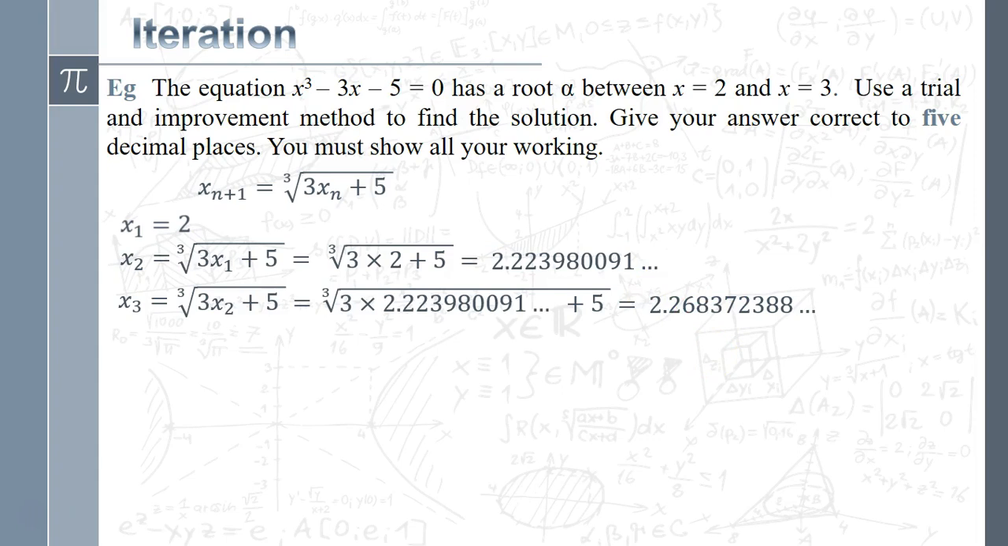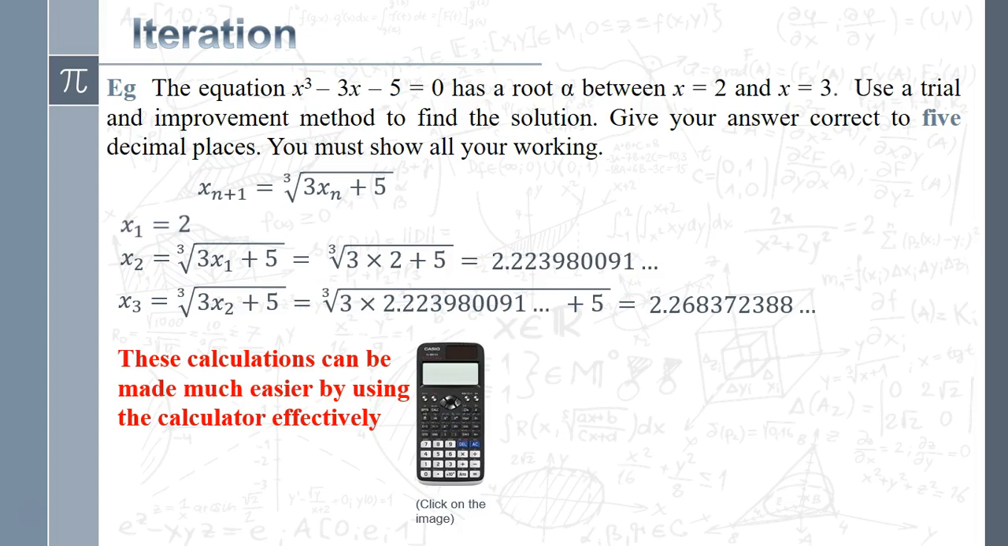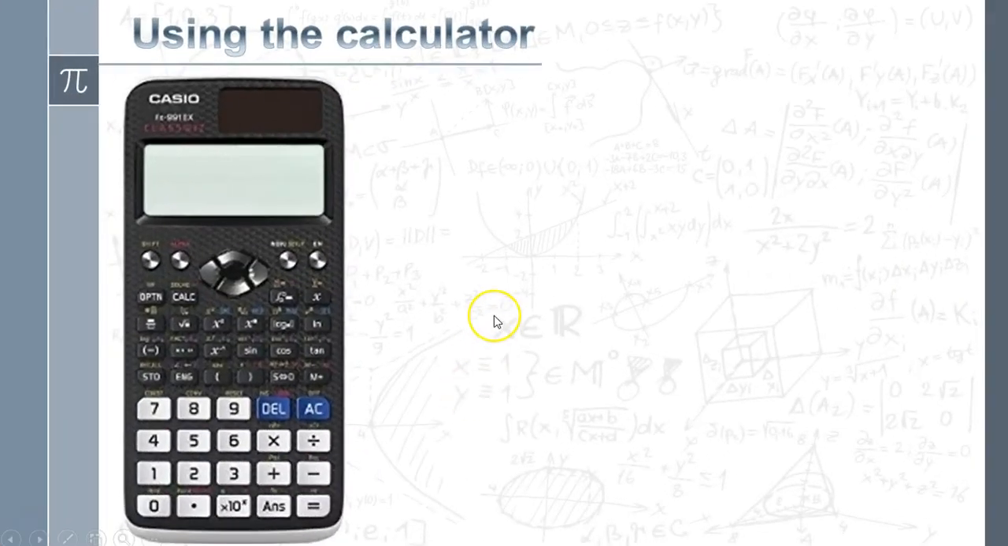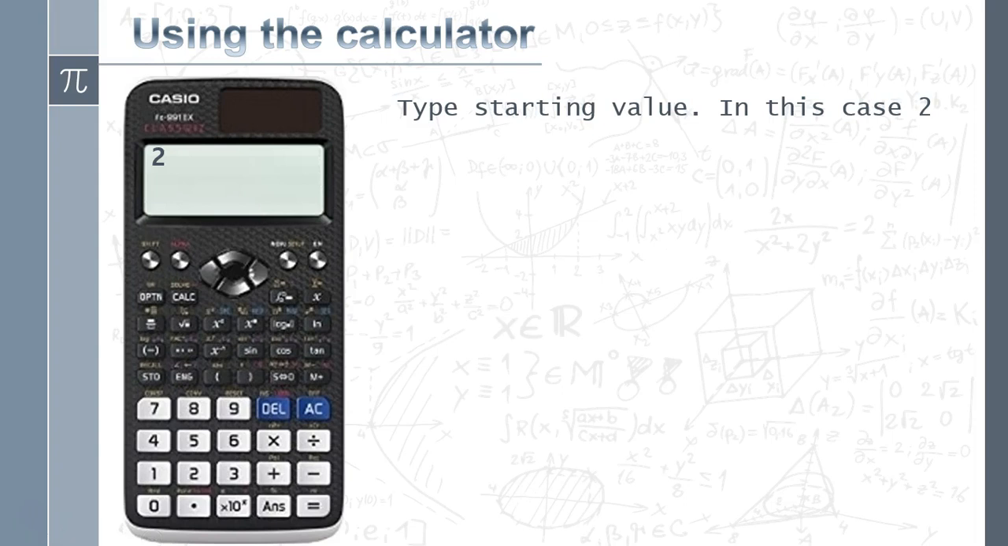However, it's still a real pain having to type these great long numbers into our calculator, so we can do a whole lot better using the calculator much more efficiently. So let's look at how we're going to use the calculator to speed this up. So there's my calculator. So what I'm going to do to start off with is type in the starting value. In this case, the starting value is 2. Press the equals button, and we end up with that appearing on the screen.